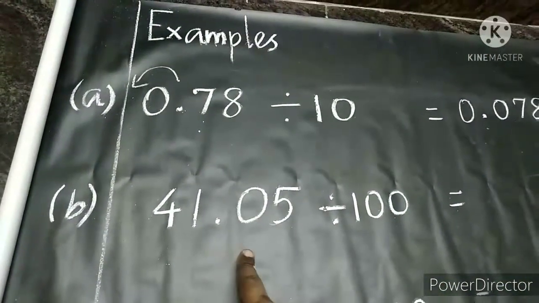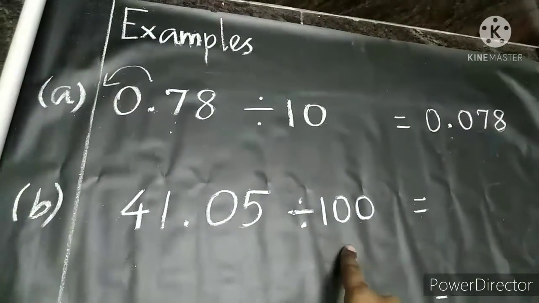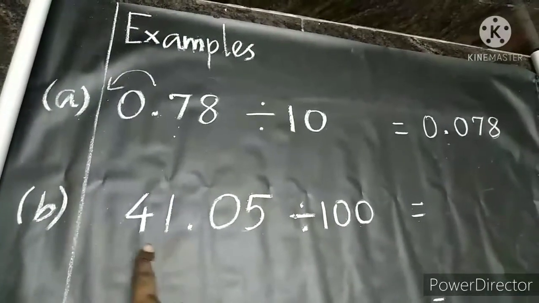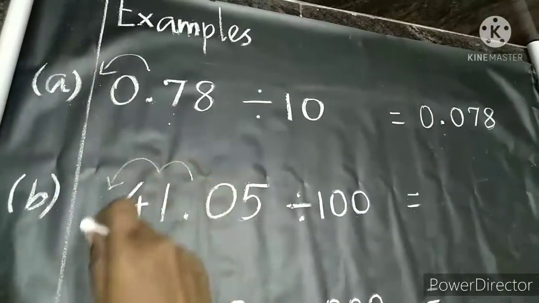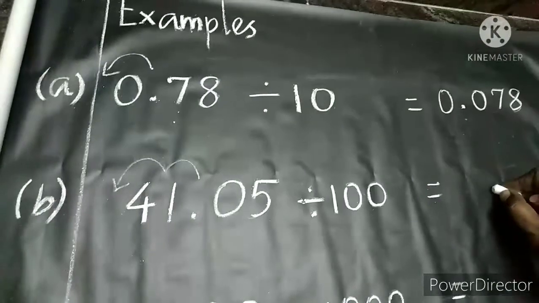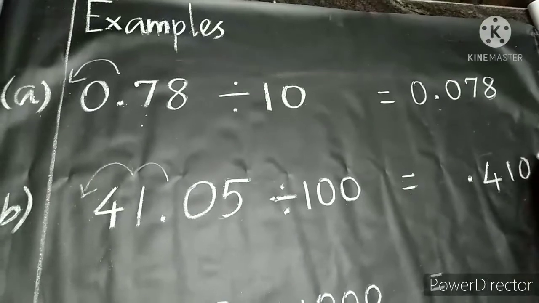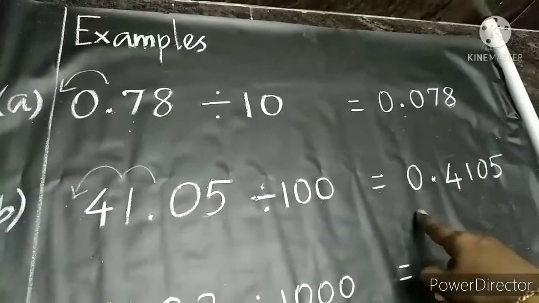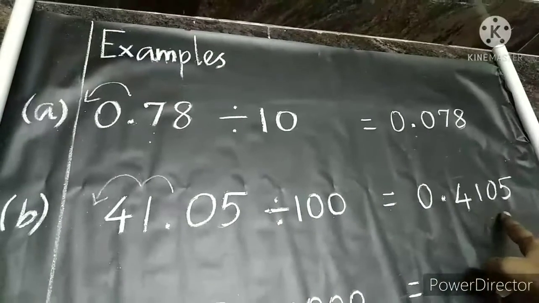Look at the second problem. Divide 41.05 by 100. Here 100 has two zeros. So the decimal point moves two places to the left. 1, 2. So we have to put the decimal point before 4. So 0.4105. So write 0 here. We get the answer 0.4105.